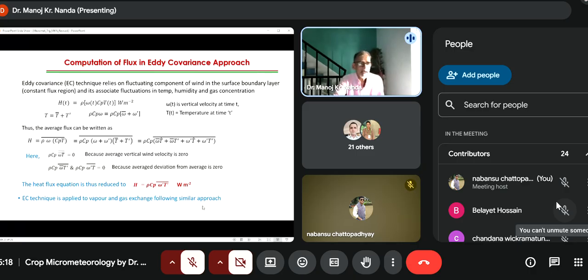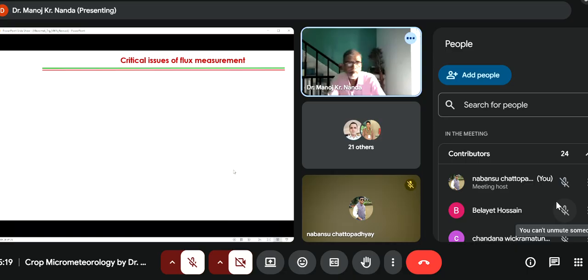Now, the EC technique is applied in general. This approach is generally considered the direct measurement of flux. So this one is a direct measurement approach, and others are indirectly measured, like through resistance or through energy balance, but this one is directly measured. Now we understand there are three types of basic measurements of flux. One is covariance, the other is energy balance, the third one is aerodynamic, or you can put it in different ways.